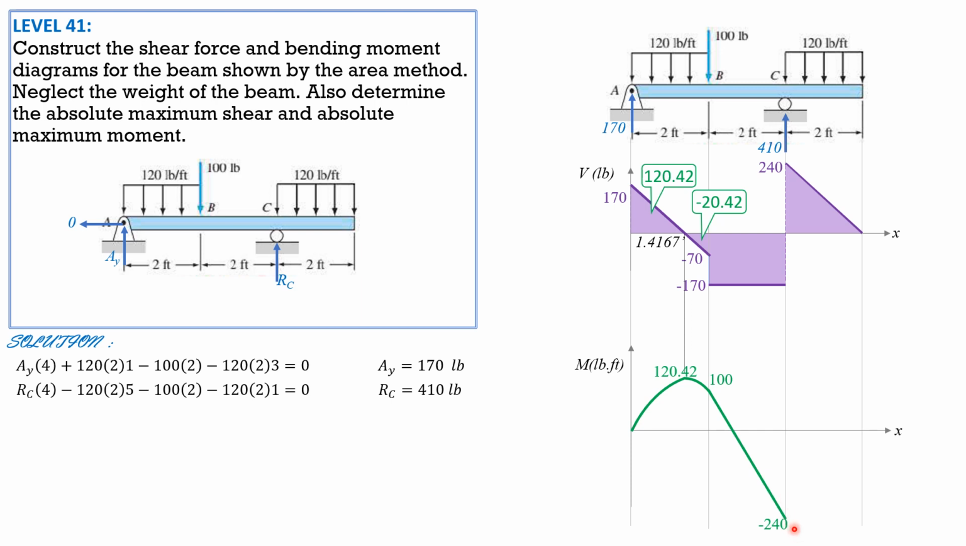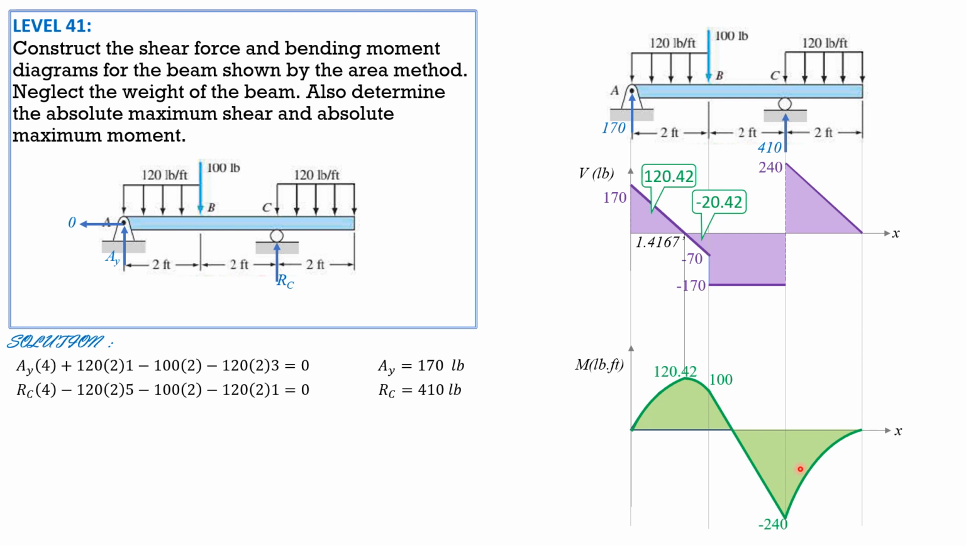Then plus the area here, which is 1/2 of 2 feet times 240, so positive 240. From positive 240 slope to zero slope, it looks like that. So connect with a smooth curve. So that's the moment diagram.